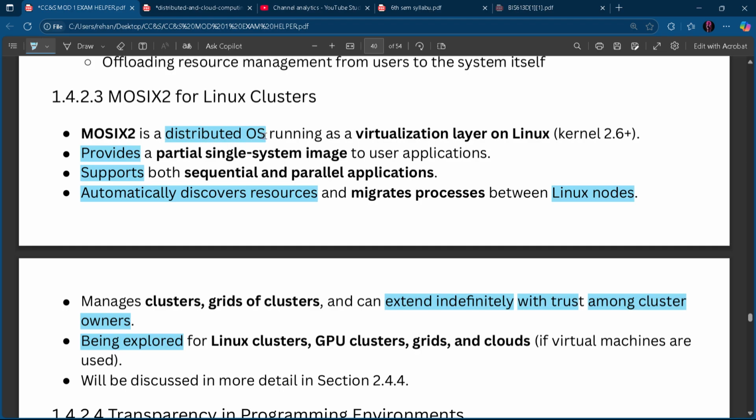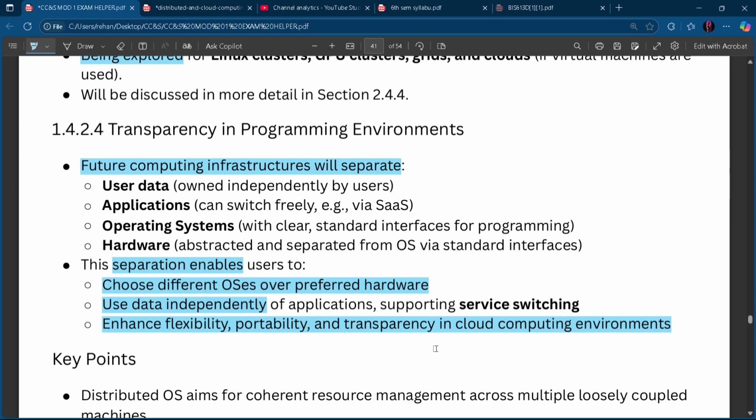It is a distributed OS running as a virtualization layer on Linux, provides partial single system imaging like middleware does, supports both sequential and parallel applications, automatically discovers resources and migrates processes, manages clusters, grids of clusters, and can extend indefinitely with trust among the cluster owners. It is being explored for Linux clusters, GPU clusters, grids, and the clouds.